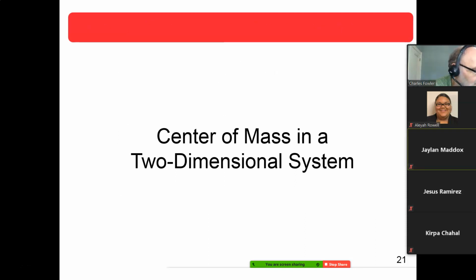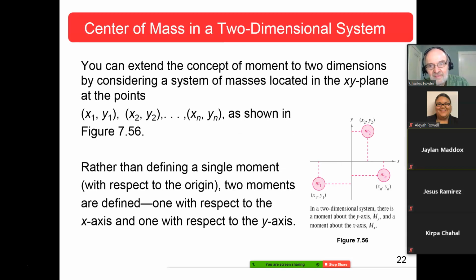So let's move on to the center of mass of a two-dimensional system. This is on the top of page 497. You can extend the concept of the moment in two dimensions by considering a system of masses located in an xy plane at points x1, y1, x2, y2, x3, y3, all the way up to x sub n, y sub n. Here is a two-dimensional drawing of such a setup.